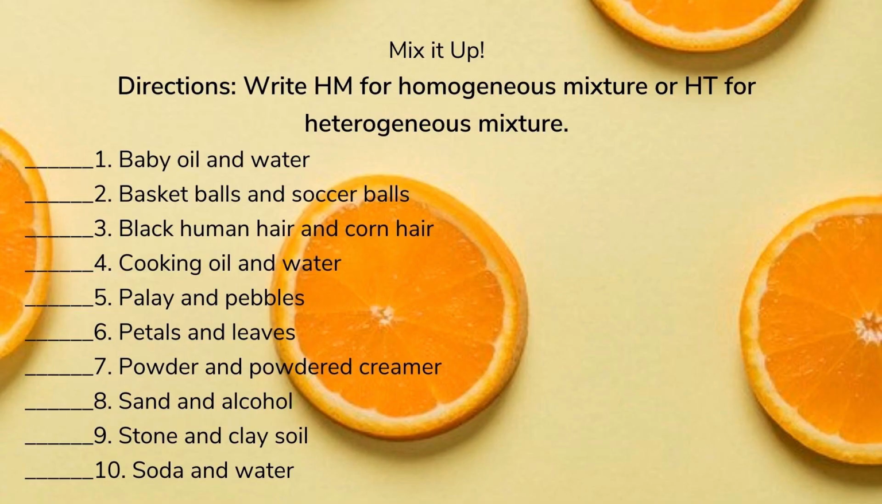For the evaluation, Mix It Up. Directions: write HM for homogeneous mixture or HT for heterogeneous mixture. Number 1, baby oil and water. Number 2, basketball balls and soccer balls. Number 3, black human hair and corn hair. Number 4, cooking oil and water. Number 5, palay and pebbles.